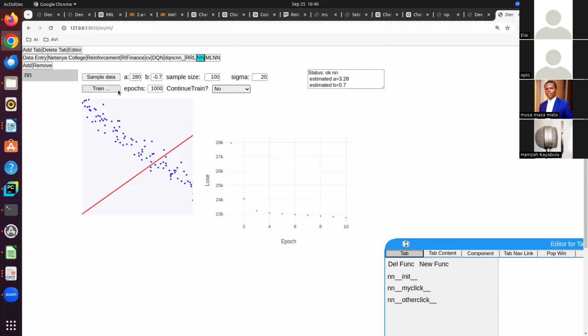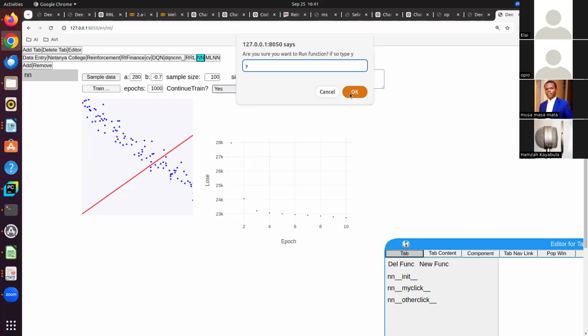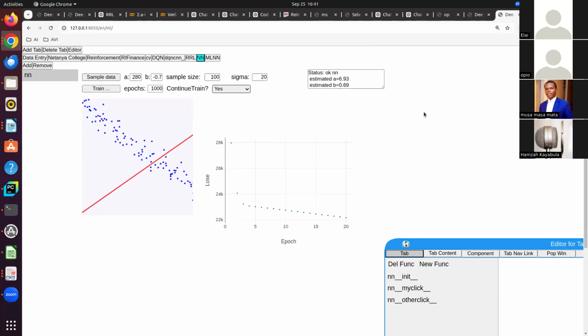You know, it's still... hold on a second. No, let me do that. Now it will improve. Sorry. It was improving. You know, when I'm starting from scratch, I put continue training. If I said no, it will start from scratch. Here we go. It's improved a little bit, but still.